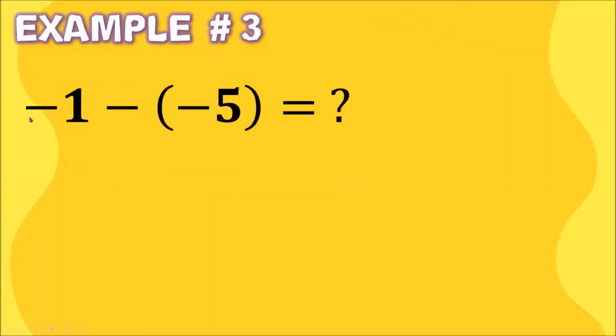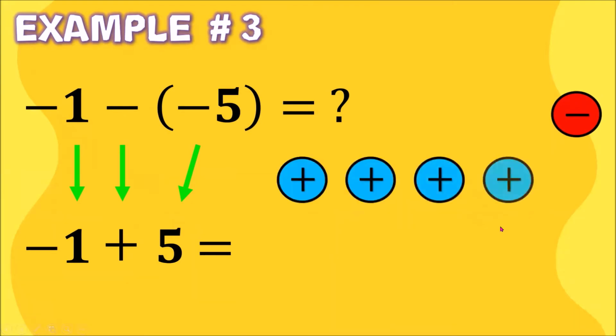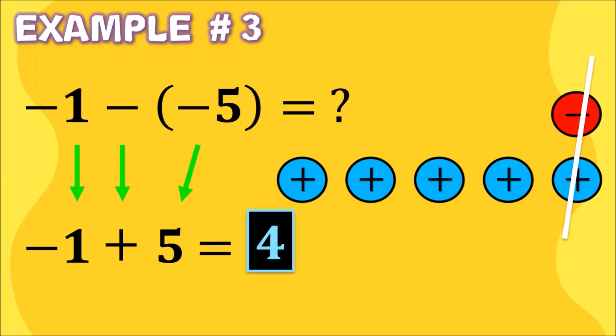Next, example number 3. Negative 1 minus negative 5. So just copy negative 1. Change the minus sign into a plus sign. And then negative 5 becomes positive 5. So let's use the colored counters. Red colored counter 1. And then 5 blue colored counters. So cancel this pair. So we have 4 blue colored counters remaining. Negative 1 plus 5 is equal to 4.